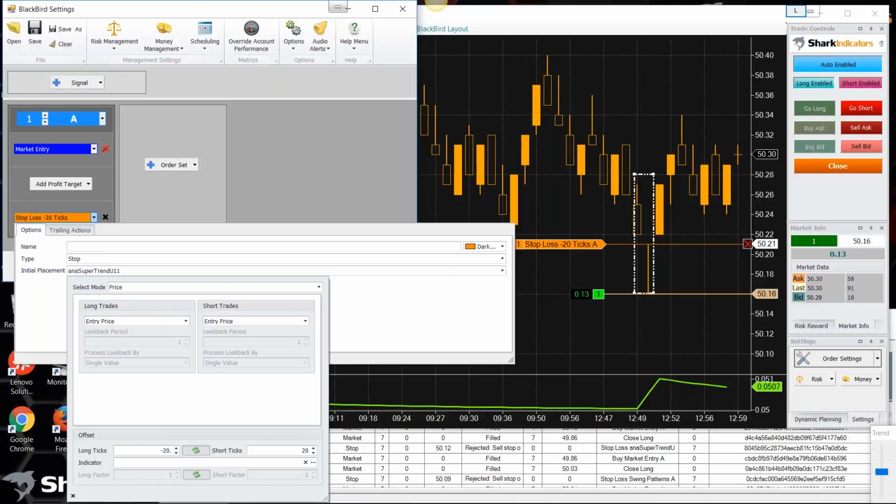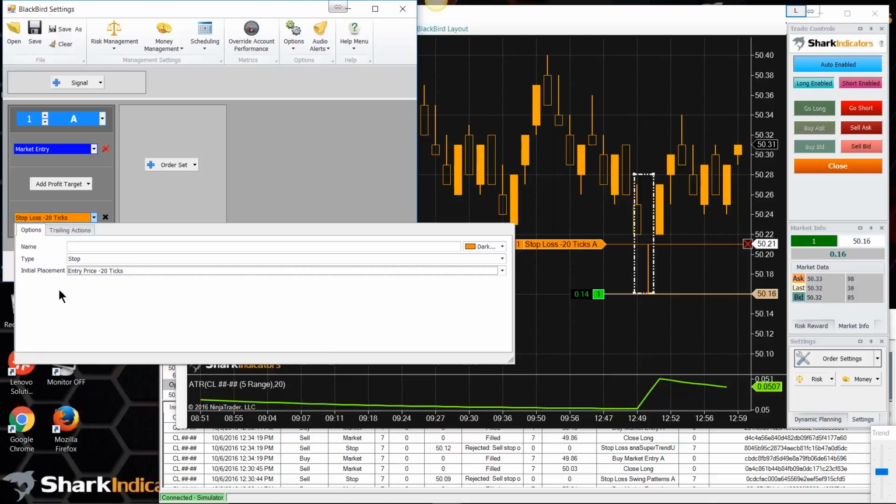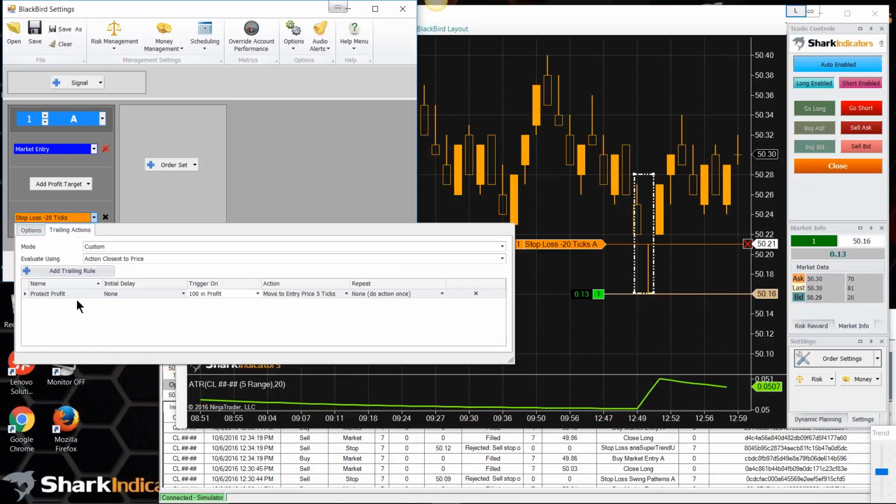All right, so let's set a 20 tick stop loss. So we just have a fixed 20 tick stop loss. That's our initial placement. And then in the trailing actions, we'll wait for, let's see, what would it be? So we're doing oil. Okay, so oil, we'll wait for $100 in profit. All right, so that'll be 10 ticks on oil. And that will just move us to a break even plus 5 ticks, right? So that's going to be the entry price plus 5 ticks.